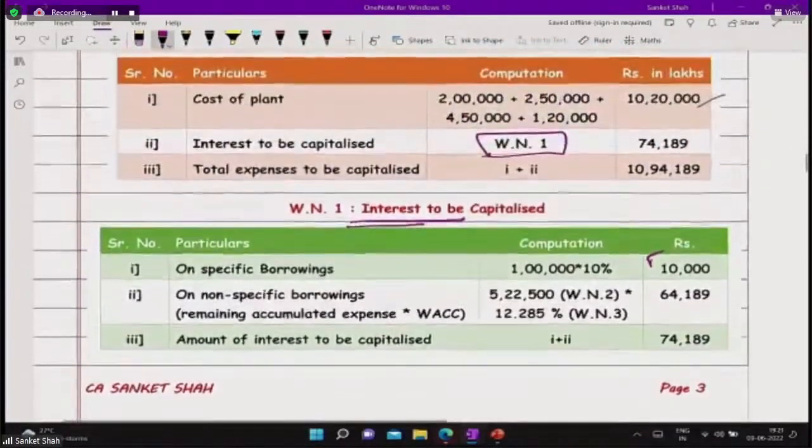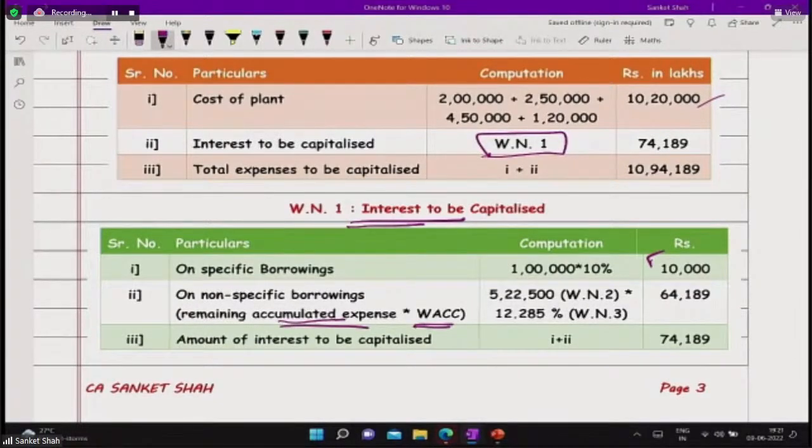अभी वर्किंग नोट 1 में क्या लिखेंगे? इंटरेस्ट टू बी कैपिटलाइज. अभी उसमें कितने इंटरेस्ट होंगे? एक स्पेसिफिक बोरिंग में रहेगा, एक नॉन स्पेसिफिक बोरिंग मतलब जनरल बोरिंग. स्पेसिफिक बोरिंग आपने 1 लाख रुपए लिया ही था 10%, तो वो तो डायरेक्टली क्विक भी सॉल्व कर लेगा. पर जनरल बोरिंग में आपको एक्यूमुलेटेड एक्सपेंसेस को वेटेड एवरेज से मल्टीप्लाई करना है.